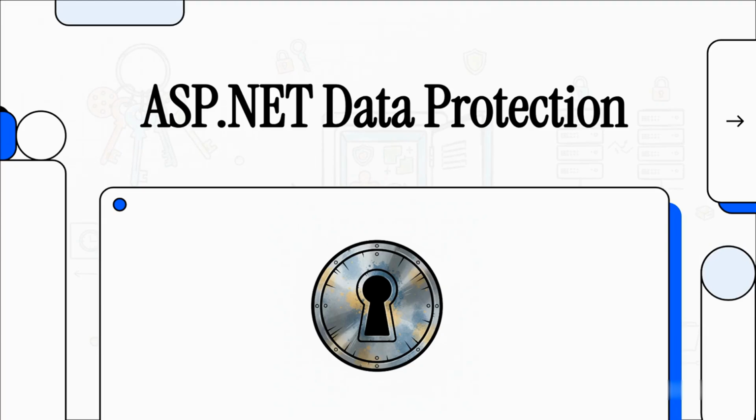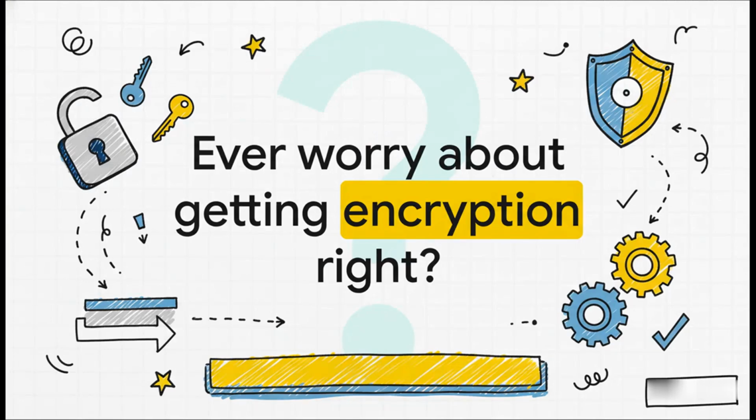Hey everyone, and welcome. Today, we're going to pull back the curtain on one of the most powerful, but maybe least understood security features in all of ASP.NET Core, the Data Protection API. So if you're a developer, I bet you felt this, that little knot in your stomach when you have to handle something sensitive. You know, cryptography is hard, and if you get it wrong, well, the consequences can be pretty serious. It's a totally valid fear.